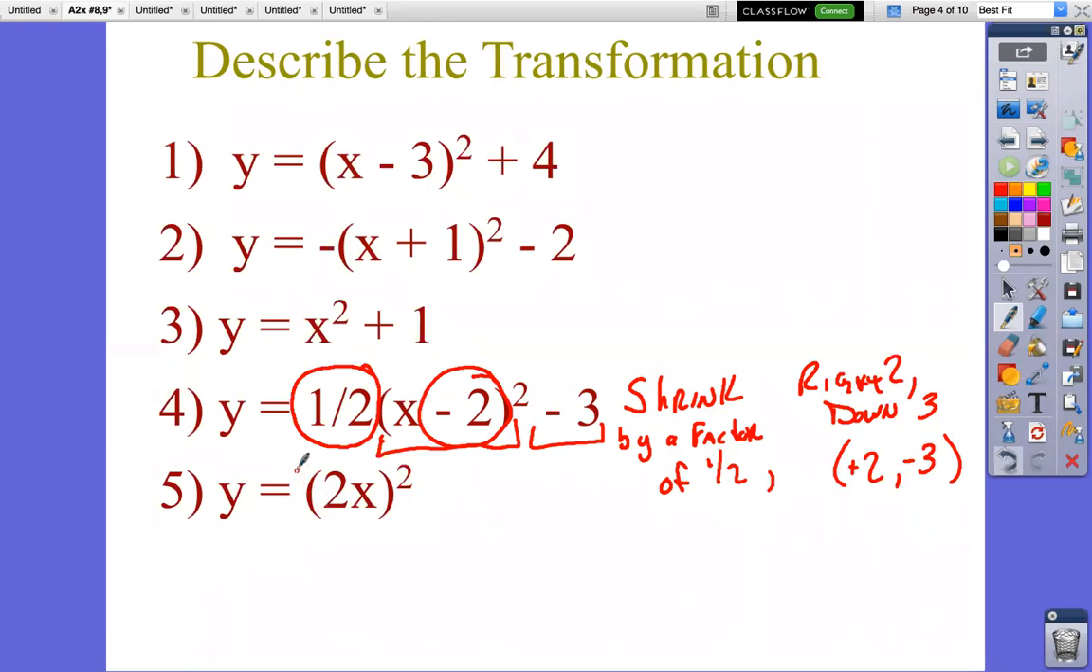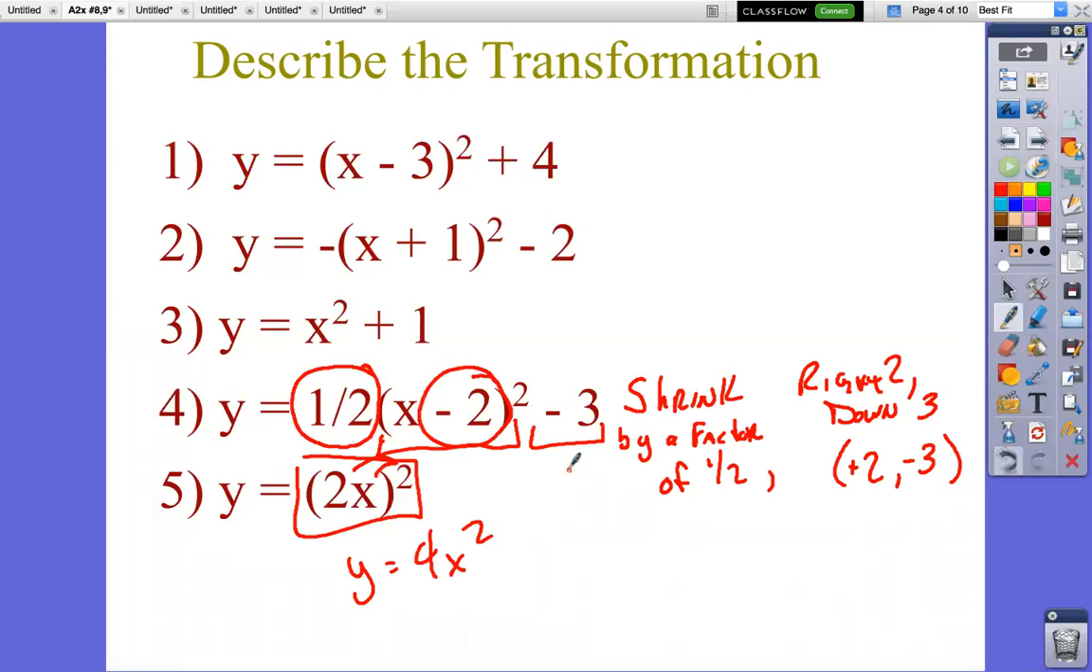What makes this any different than this or this? They're multiplying. We have 2 times x. I have a coefficient for x here. If you ever have a coefficient for x in here, you have to go ahead and square both. So I'm squaring both the 2 and the x squared. So this is really saying y equals 4x squared.